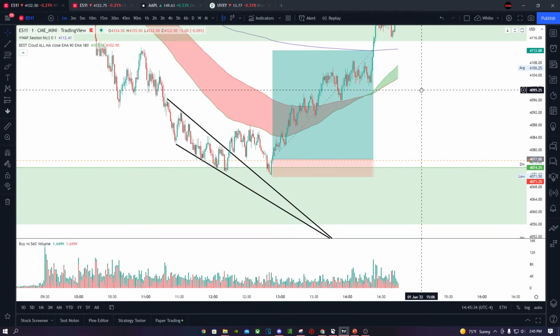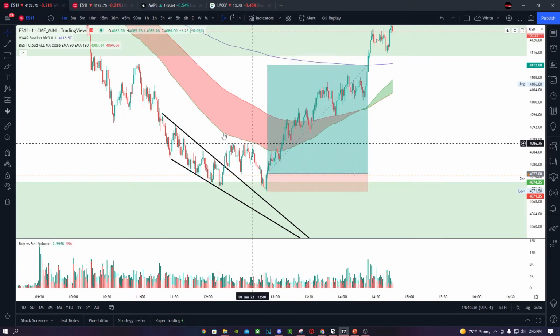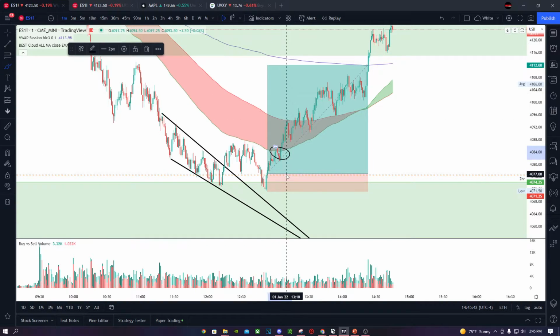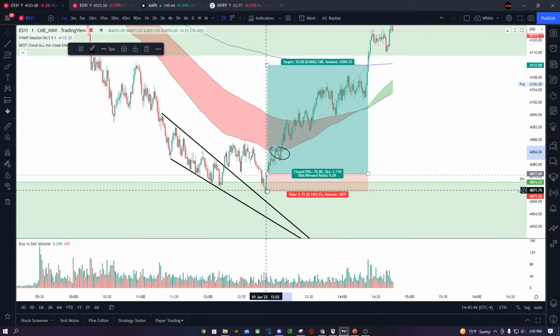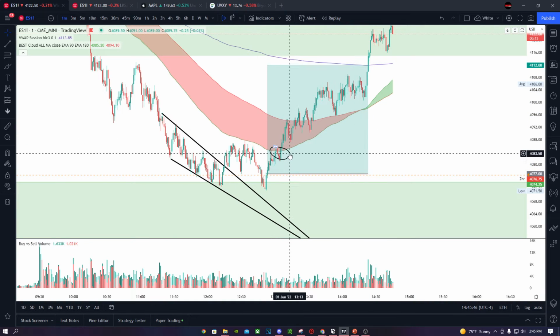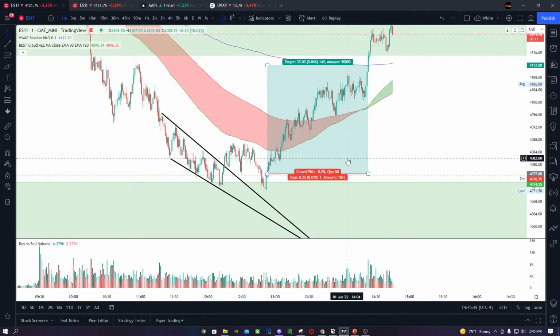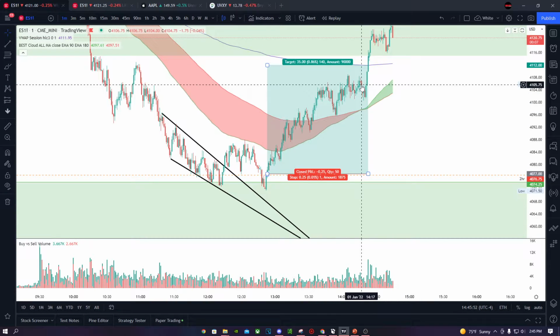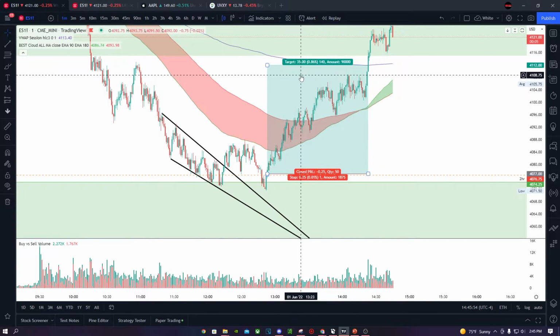But whenever you're scaling out, let's say you have 2 contracts, you scale out one here, now you want to move your stop loss up to break even, okay? So now no matter what, it's a winning trade. And then worst case scenario, it comes back down, you stop out, but you're still up in the trade.